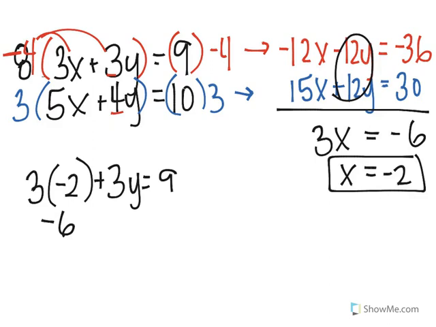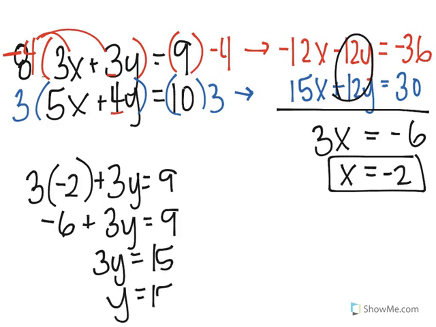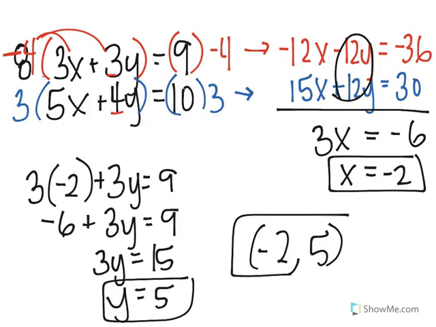So I end up with -6 plus 3y equals 9, and I'll add 6 to both sides, which leaves me with 15, and then y is equal to 5. So my solution to this system would be (-2, 5).